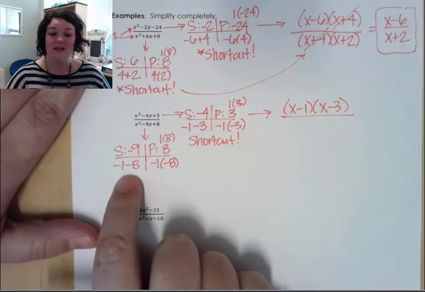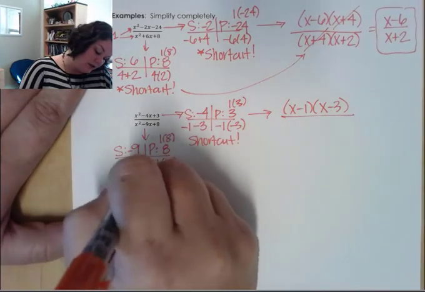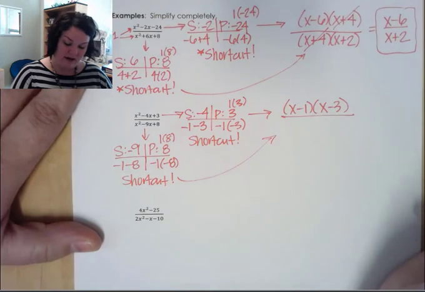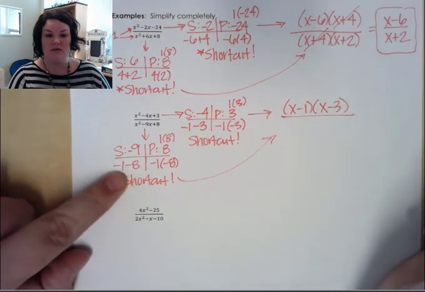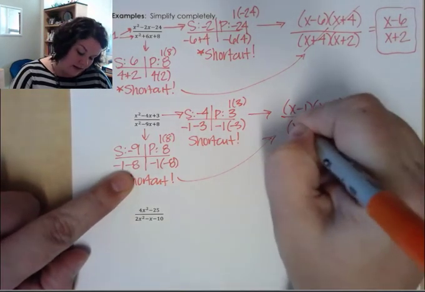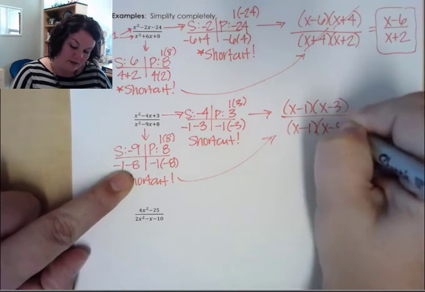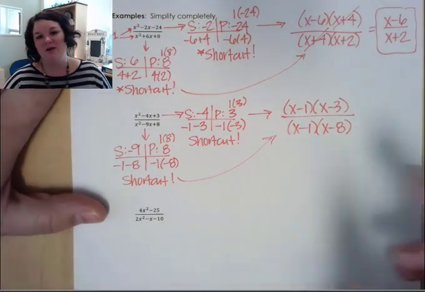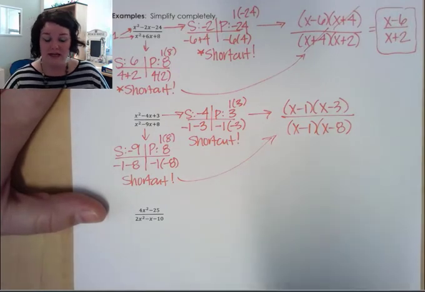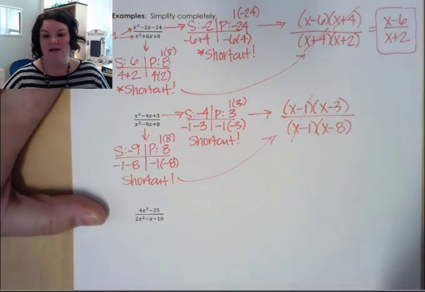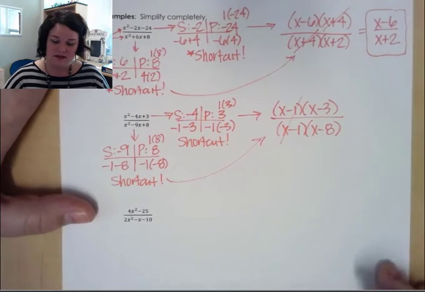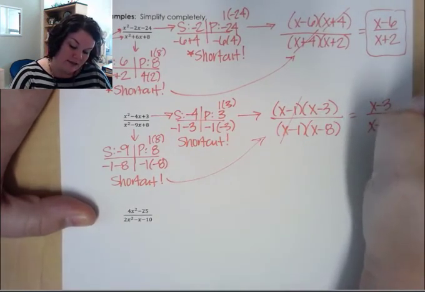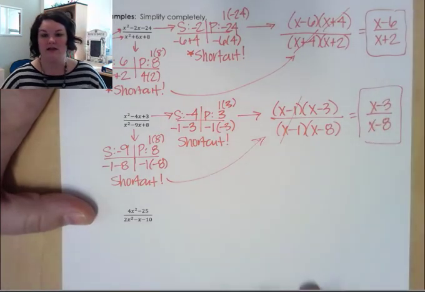So that works, and we know that we can use the shortcut. Yay! So that means these are going to be the numbers in my factored quantities. So x minus 1 and x minus 8. Okay. Now that I've got it fully factored, I can go ahead and cancel or reduce any common factors away. So I'm going to go ahead and get rid of my x minus 1s, which will leave me with x minus 3 over x minus 8. And we're just going to leave it like that.